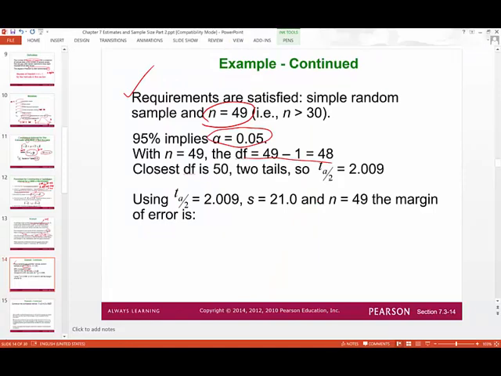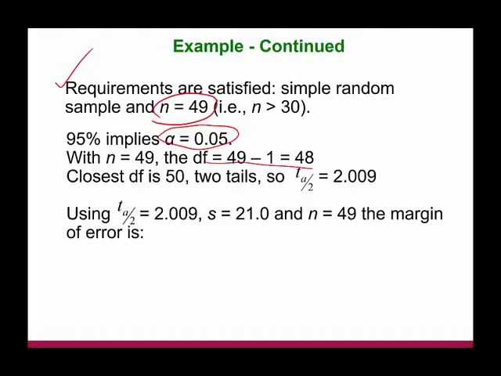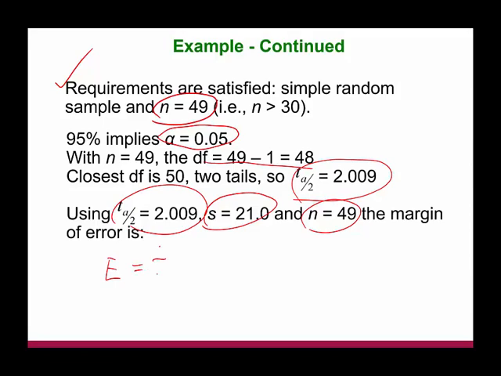Go back: the critical t-score equals 2.009. So we get the critical t-score here. Using the critical t-score, sample standard deviation, and sample size, we can find the margin error first. It equals t alpha over 2 times sample standard deviation over square root of sample size. So that's going to be 2.009 times 21.0 over square root of 49.